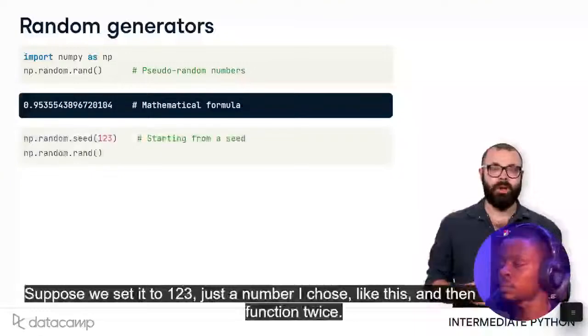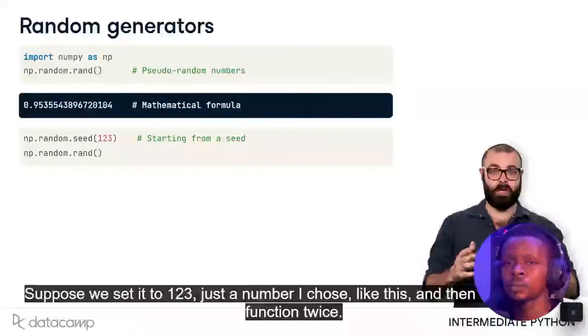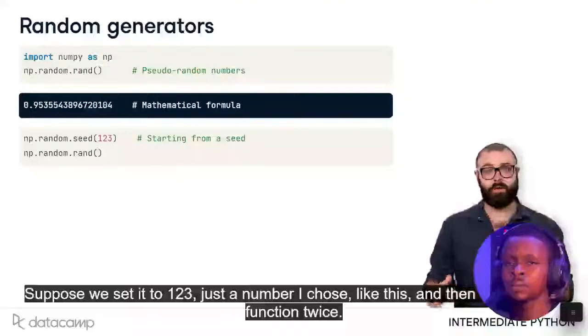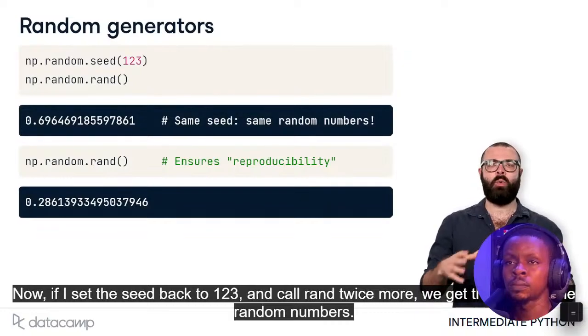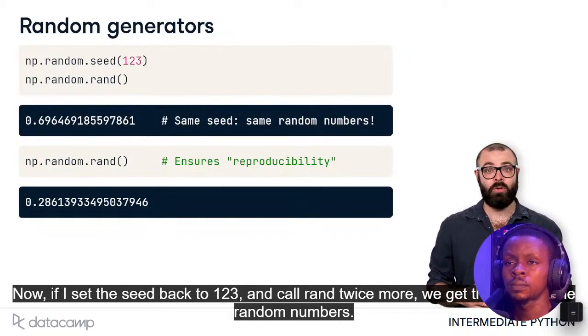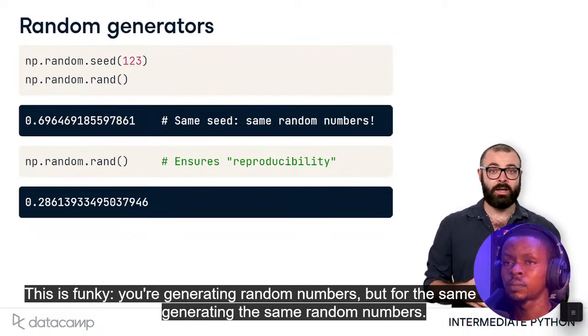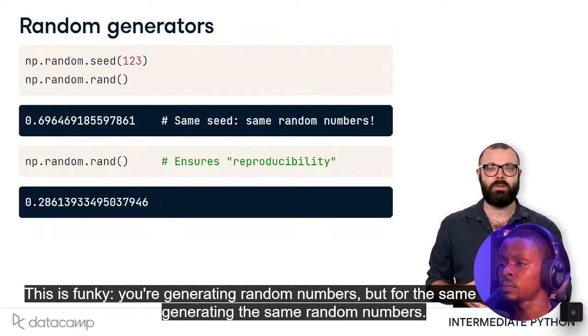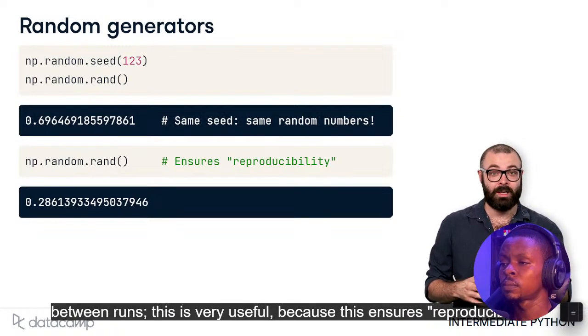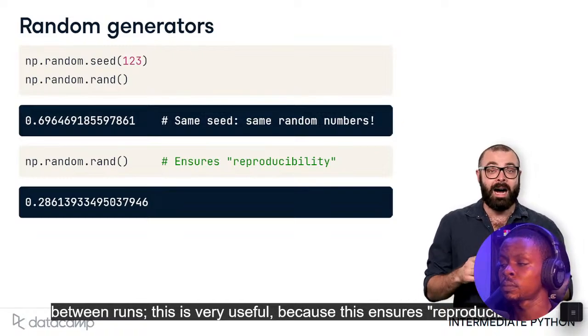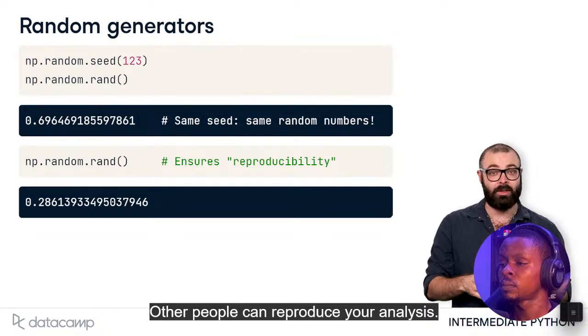Suppose we set it to 1, 2, 3, just the number I chose, like this, and then called the rand function twice. We get 2 random numbers. Now, if I set the seed back to 1, 2, 3 and call rand twice more, we get the exact same random numbers. This is funky. You're generating random numbers, but from the same seed, you're generating the same random numbers. That's why it's called pseudo-random. It's random, but consistent between runs. Now, this is very useful because it ensures reproducibility. Other people can reproduce your analysis.